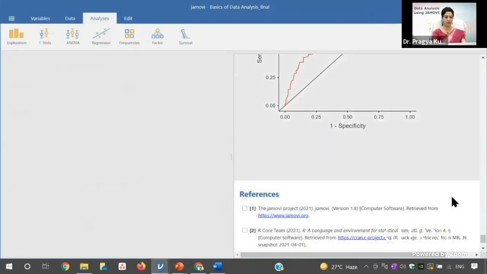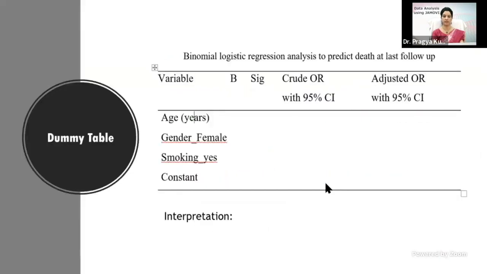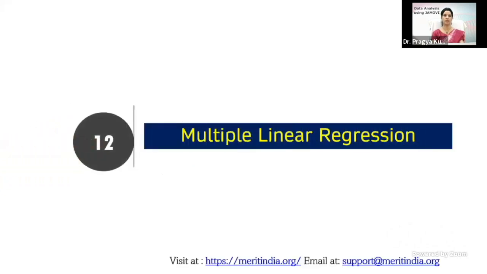So now we'll see one example of the multiple linear regression. So this is the table. You can see this is the dummy table for the binomial logistic regression, where you have got a variable. This is the value of B, that is the constant. This is the significance level, crude odds ratio. This crude odds ratio you can get here also, and this is the adjusted. When you have more variables, then you have adjusted odds ratio. And then the next question is about the linear regression.